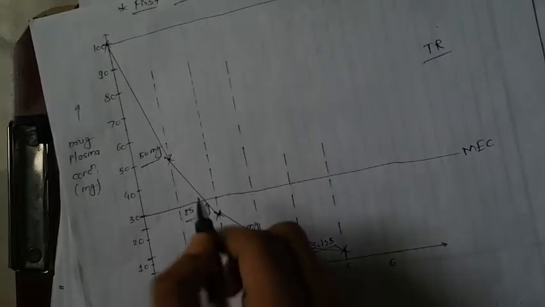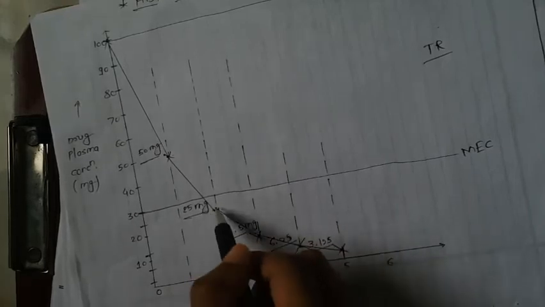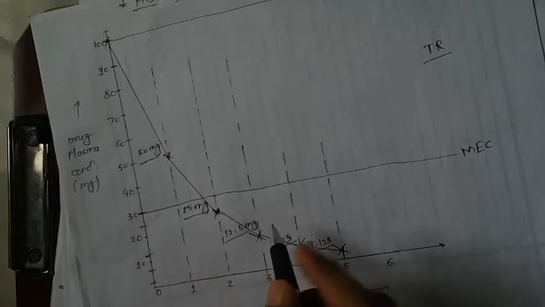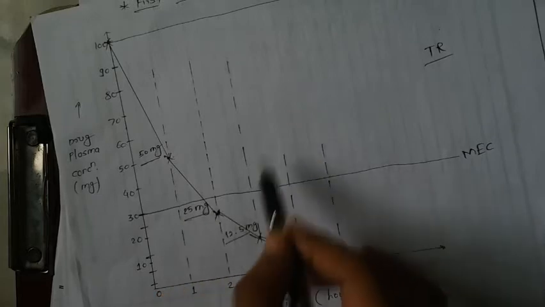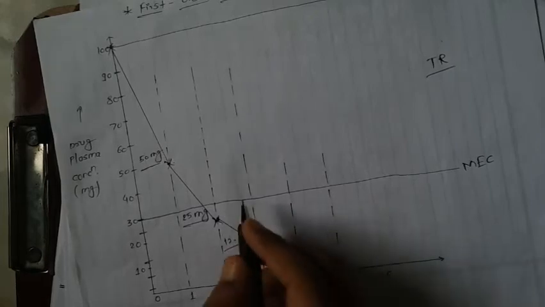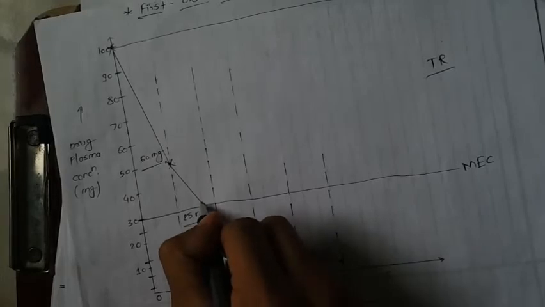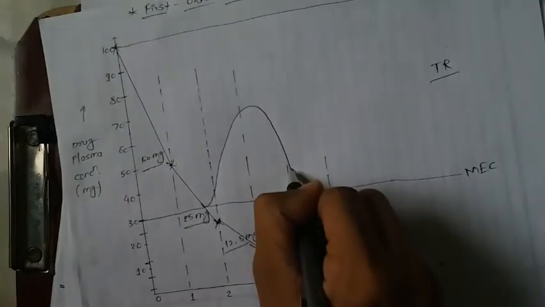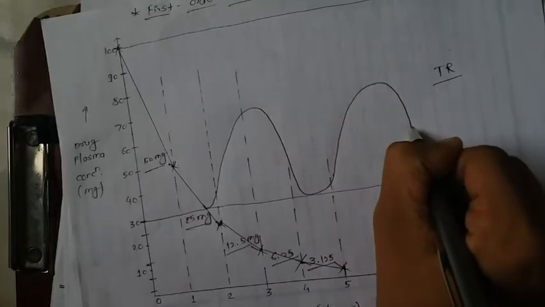So after second half-life, that is here, the concentration of the drug is below therapeutic range. So concentration of the drug after second half-life is below 25 milligram, that is below therapeutic range. So it will not show its effect. So what we do, we give another dose of the drug. We give second dose of the drug. Then it is also eliminated. Then again we give the drug.